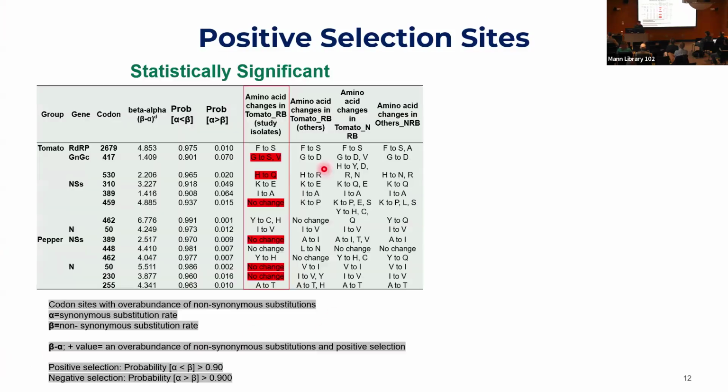Okay. Now, let's look at the positive selection sites. This table shows the statistically significant positive selection sites in 2 groups, tomato and pepper. We had several different proteins of tomato spotted wilt virus. These are the codon positions which were statistically significant. And I would like to bring your attention to these red amino acid substitutions, which were unique to our study isolates, and we are studying them further.